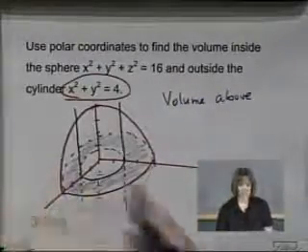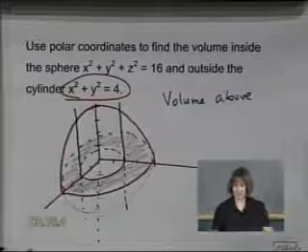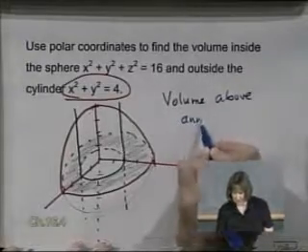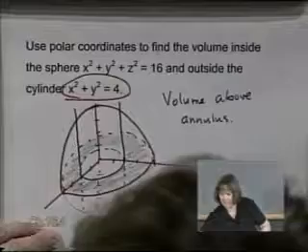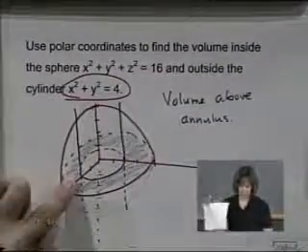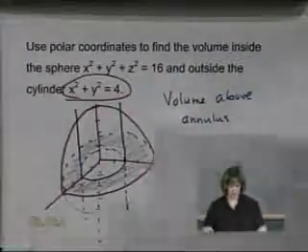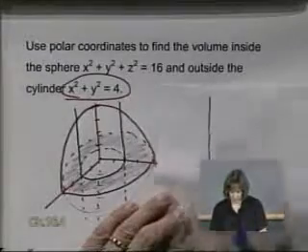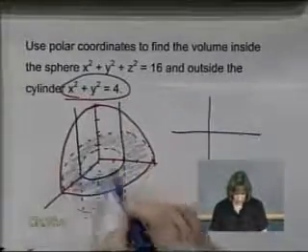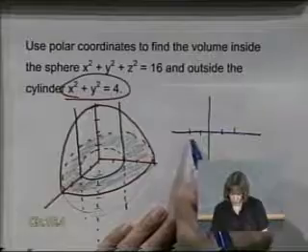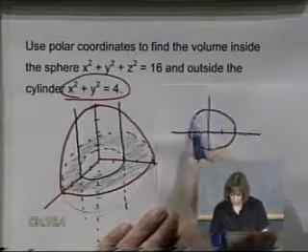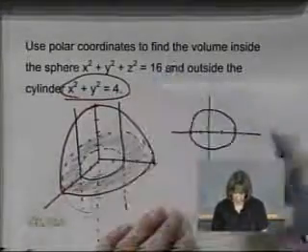And by the way, that region's called a what? An annulus. It would be nice to know what you call these. Okay, now, does everybody see what it looks like in the xy plane? Drawing my region in the xy plane, the inner circle is a circle of radius 2, and the outer circle is a circle of radius 4.